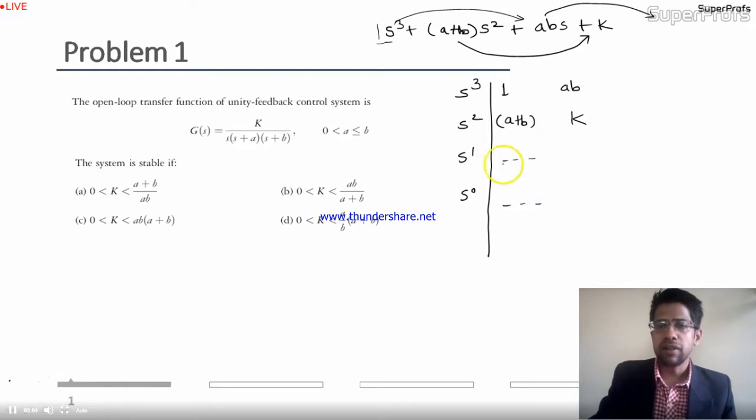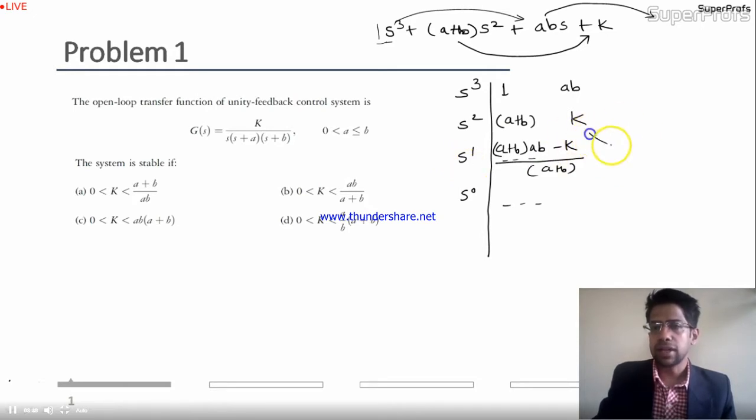Now this value here can be found out by multiplying this value by this value, minus this value and this value's product. So if you do this, it is A plus B into AB minus K, divided by A plus B. So this is how you can find out this term. Let me write A plus B into AB minus K divided by A plus B. So this is how you can find out this value.